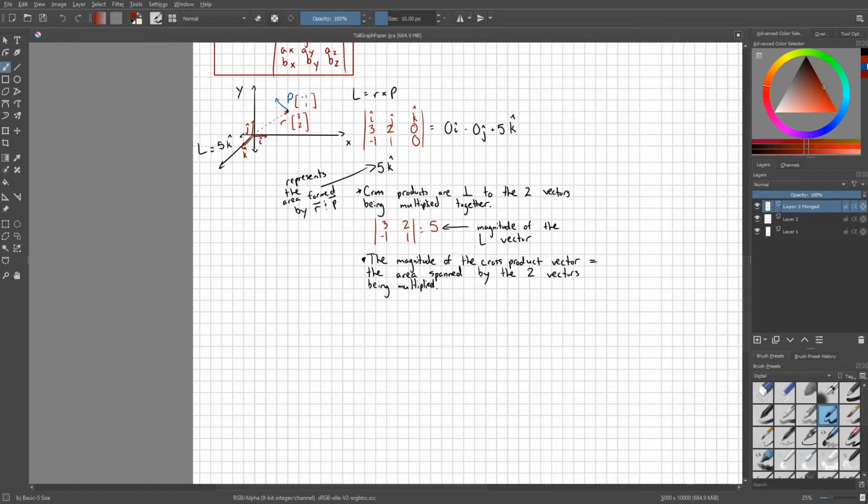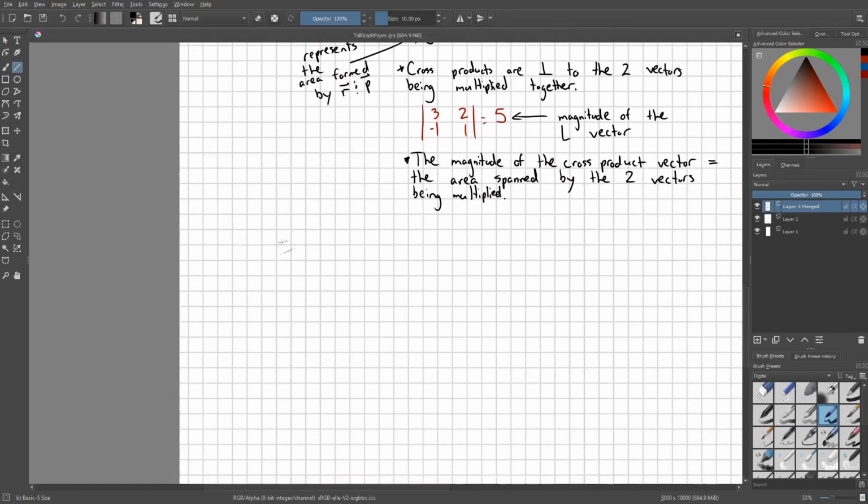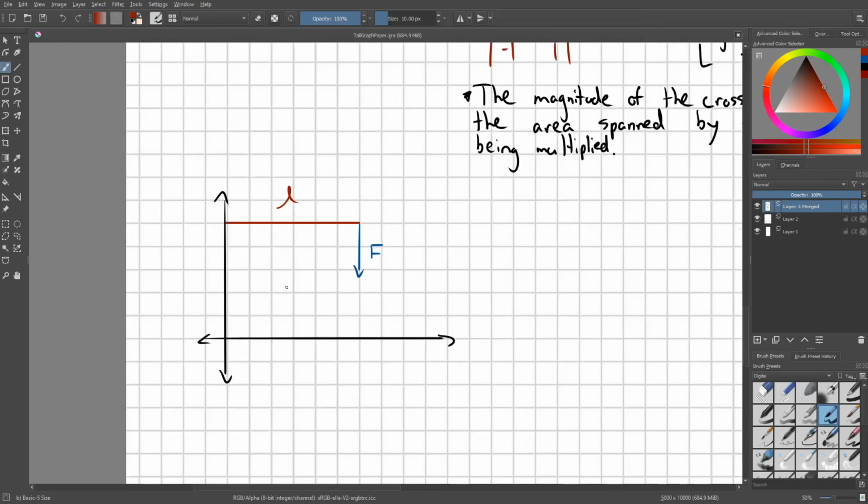For my final example, I'm going to introduce the right-hand rule. And we'll do this with torque, because torque is fun. Alright, let's say we've got a bar here, and on this bar we push it with some force F down. And this bar is length L. Okay.